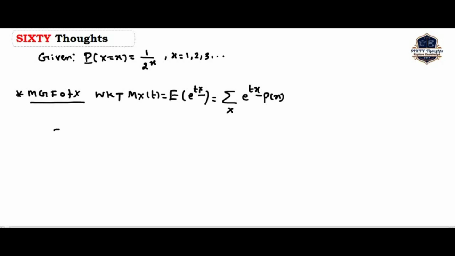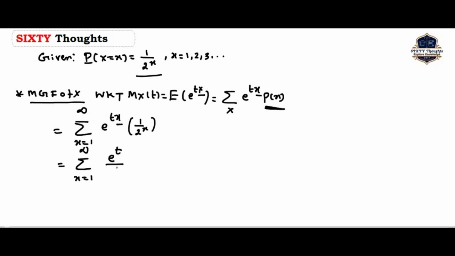So that is equal to the summation over x equal to 1 to infinity of e^(tx) times (1/2)^x. This is your p of x value. I am going to substitute the given function. Here x is there, and here also x is there, so I am going to write (a/b)^n, which is a^n over b^n. So summation x equal to 1 to infinity of (e^t/2)^x. If you bring this x here, we get e^(tx)/2^x.